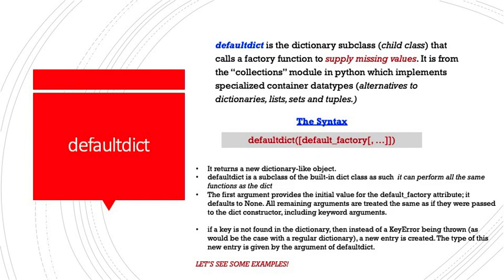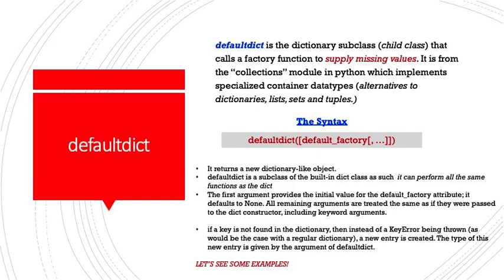DefaultDict, and then in parentheses, we pass it what's known as a default factory. It returns a new dictionary-like object. DefaultDict is a subclass of the built-in dict class, so it has at its disposal all of the same functions that you would have from a regular dictionary.